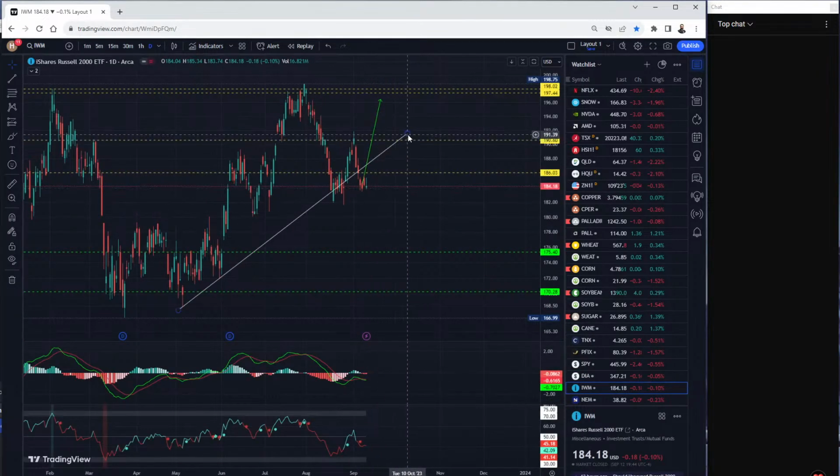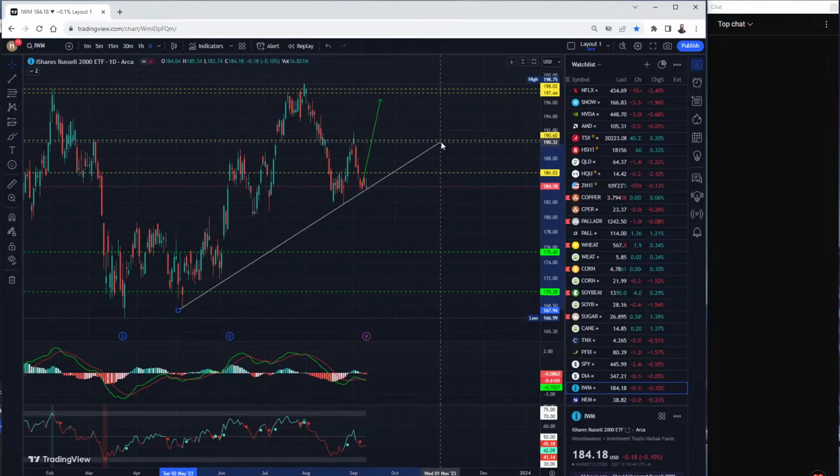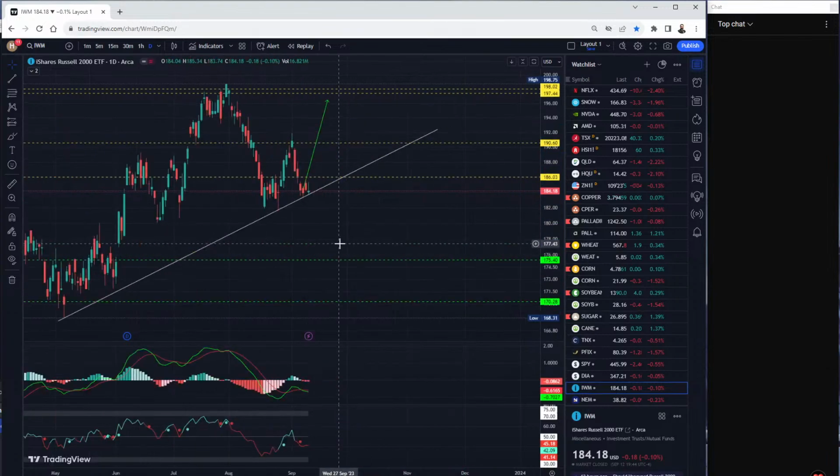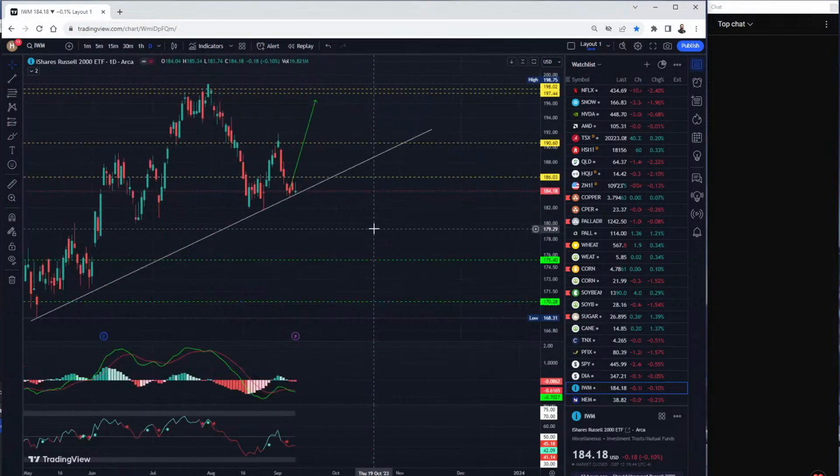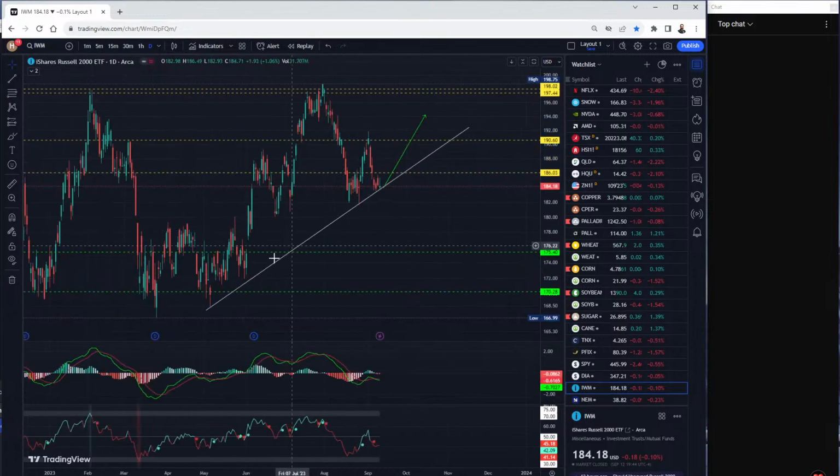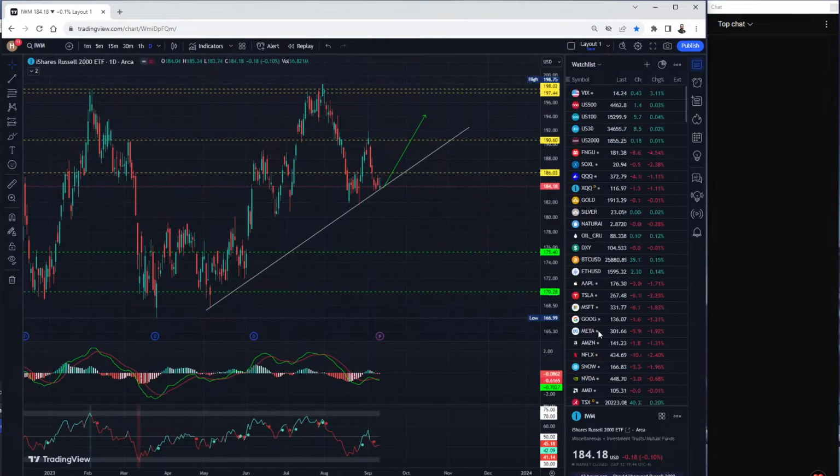IWM looks like it wants to create another trend line like this, right? So you can see new price action. We can draw another trend line. So it's on the support right now, okay? And there are multiple gaps to fill. So let's see. From my perspective, it's right on support. So if CPI data is good, we'll get a massive bounce on IWM as well.